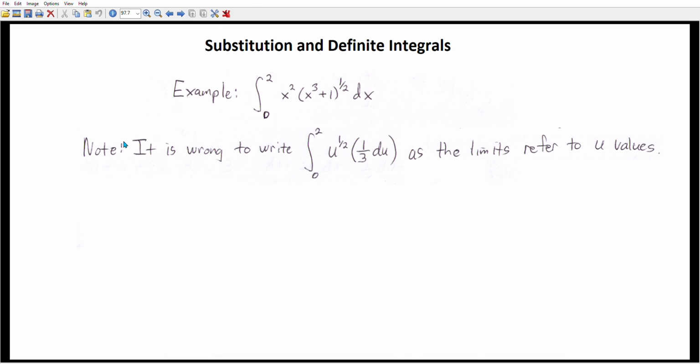An important note: it is wrong to write the integral from 0 to 2 of u to the 1/2 times 1/3 du, as these limits are supposed to refer to the variable in here. And if you gave that to somebody and didn't tell them what the substitution was, they would get the wrong answer.